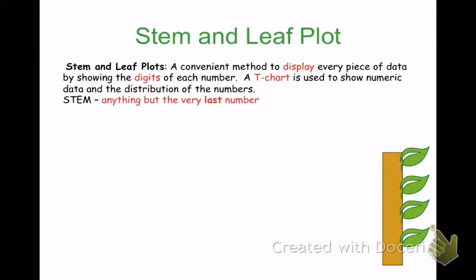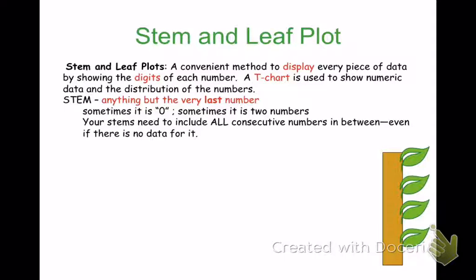The stem part is anything but the very, very last number. If it's a decimal, it might be the first decimal after the first decimal number. Sometimes it can be 0, usually it will be. If you have numbers like 5, 6, 7, 8, and sometimes it can be two numbers. If you have numbers like 200, it'd be the 2 and the 0 at the beginning of the 200. Your stems need to include all consecutive numbers in between, even if there is no data for it.